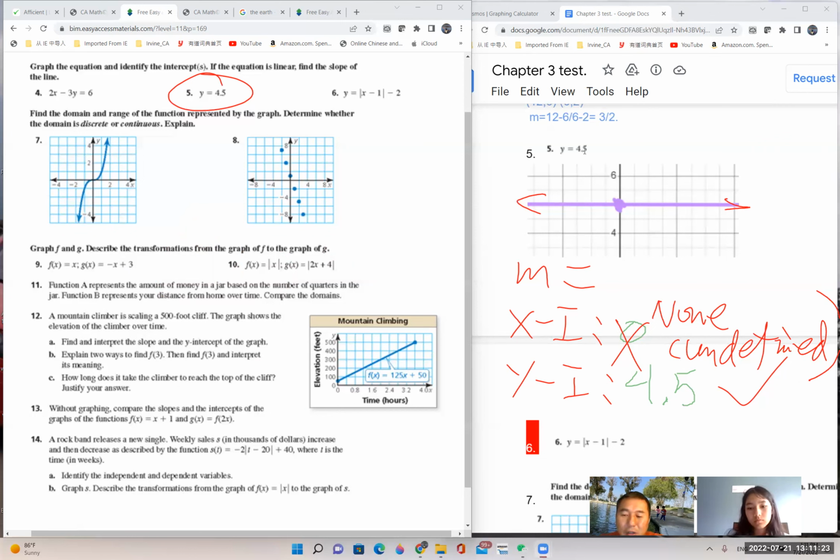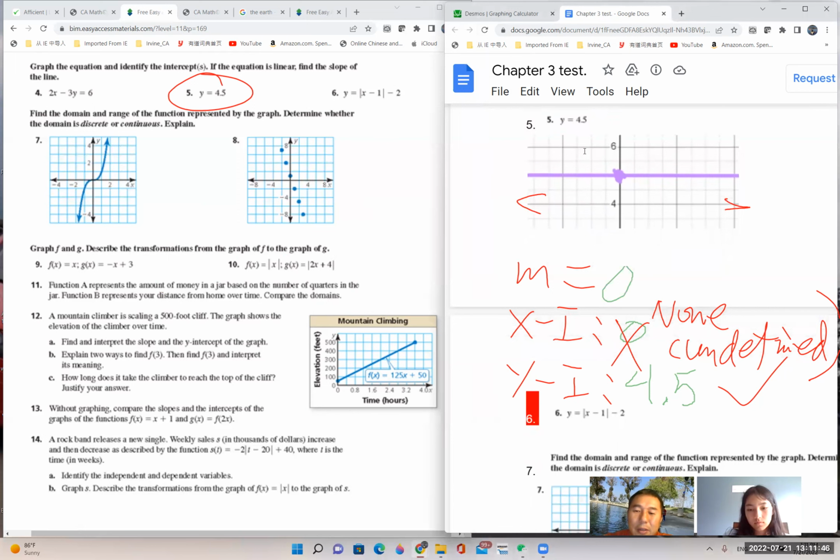Okay, how about slope? Slope would be 0. Oh yeah, write it, please. Okay, good.